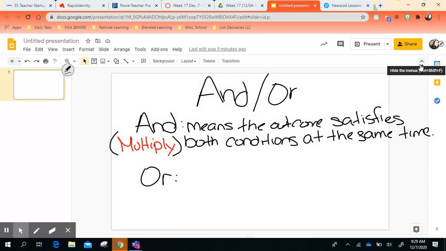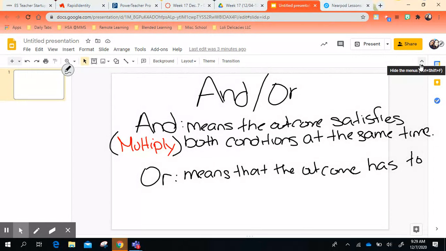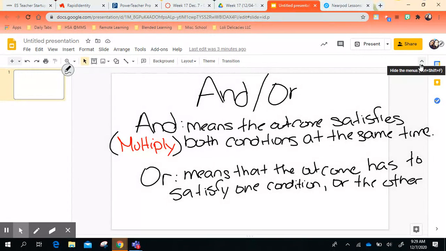Then or means that the outcome, sorry, because my letters look horrible, I am so sorry, has to satisfy one condition or the other or both. And with or, we are adding.